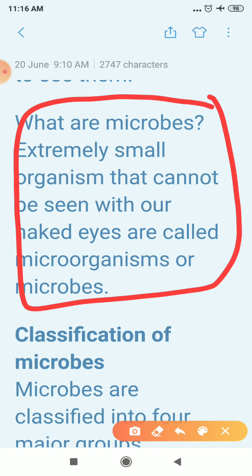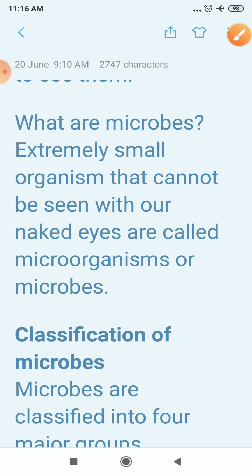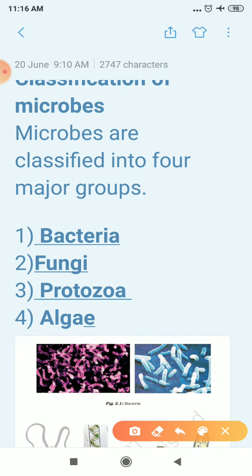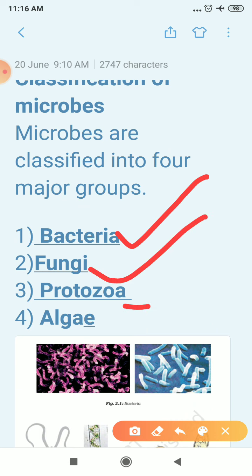These microbes are classified into 4 major groups. And what are those 4 major groups? They are bacteria, fungi, protozoa, and algae. These are the 4 groups of microorganisms.